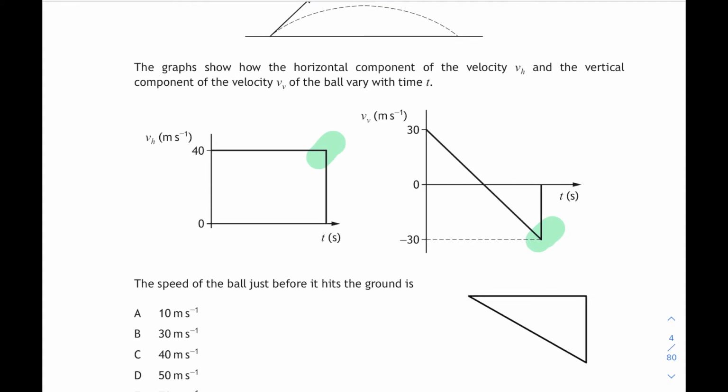So again, we're going to draw a right angled triangle. Put in the horizontal component, which is 40, the vertical component, which is 30 downwards, and we have a 3, 4, 5 triangle. The hypotenuse will be 50 meters per second. Now the question asks for the speed of the ball just before it hits the ground, so we don't need the angle, it's just the magnitude, so 50 meters per second, it's D.